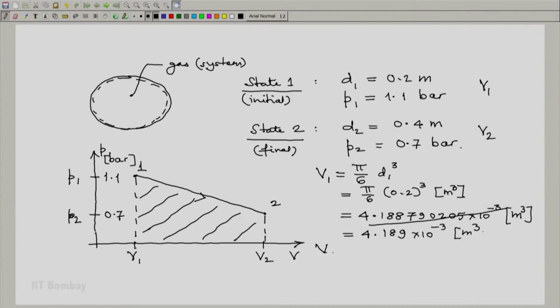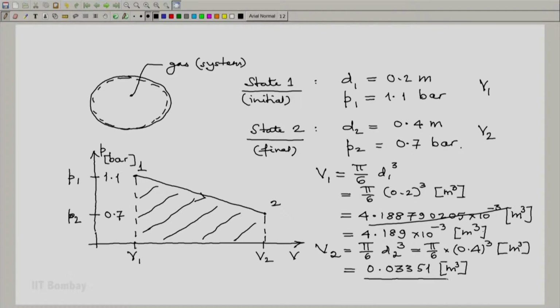In a similar fashion, V2 will be pi by 6 d2 cube, which will be pi by 6 into 0.4 cube meter cube, and which we will note down is 0.03351 meter cube. So we know the final volume, we know the initial volume. If we want, we can write this as 4.189 into 10 to the minus 3, and this is 0.03351, both values in meter cube.